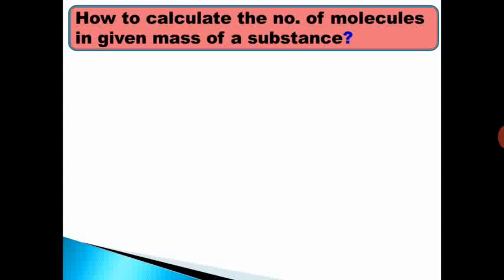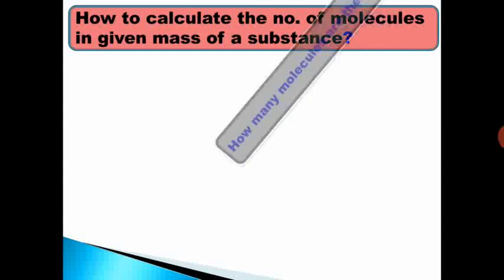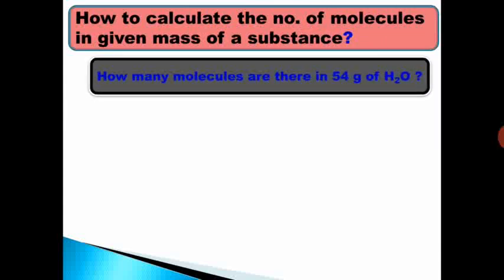Now let us learn how to calculate number of molecules in a given mass of a substance. For example, if you consider 80 grams of water is there, so how many molecules of water are there in 80 grams? Or if you say 50 grams of carbon dioxide is there, so how many molecules are there in 50 grams of carbon dioxide? So that we are going to learn now. Okay, so let us understand by solving given question. Question is, how many molecules are there in 54 grams of water? What is asked? How many molecules are there in 54 grams of water?